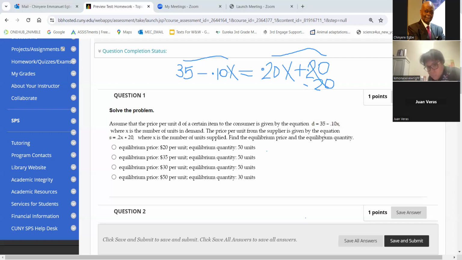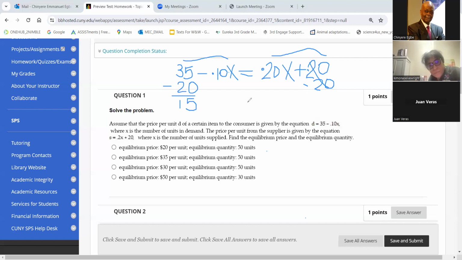Okay. You get the idea? Yes. So you subtract 20 on this side, you subtract 20 on that side. If you subtract 20 on this side, what do you get? 20 minus 20 is what? 0. You have nothing left there. Good. And so now you have 15 on this side. You get it? Yeah, I'm with you now.